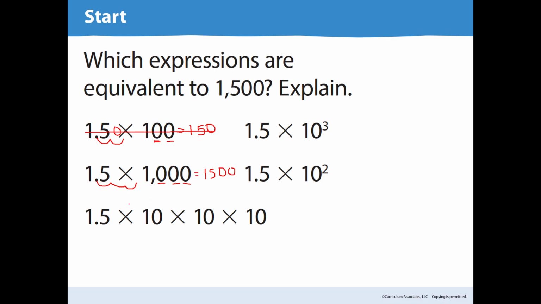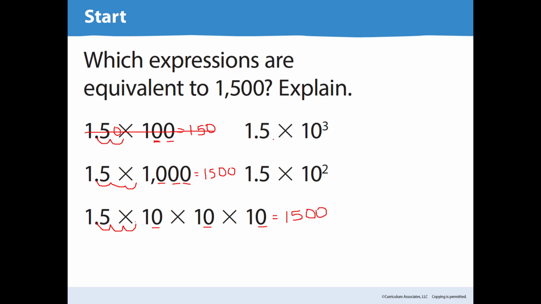Okay. 1 5/10 times 10 times 10 times 10. Well, each time I multiply by 10, I move my decimal point 1 place to the right. So there's times 10 times 10 times 10. And I'm going to fill each of these blank spaces with a 0. So I now have 1, 5, and then 2 other zeros, 0, 0. So that one works as well.